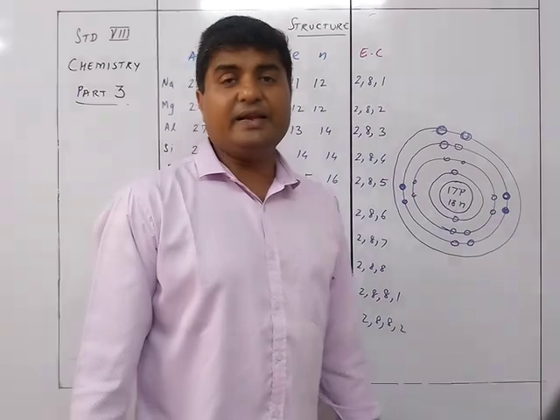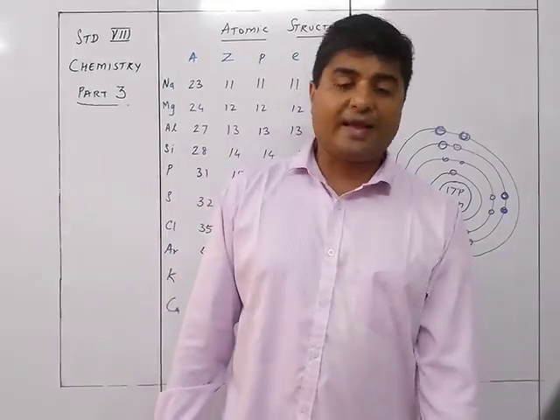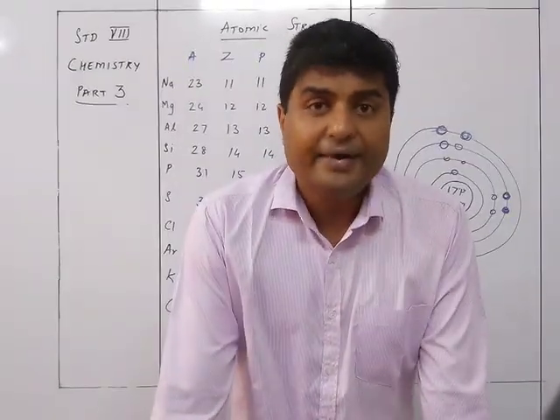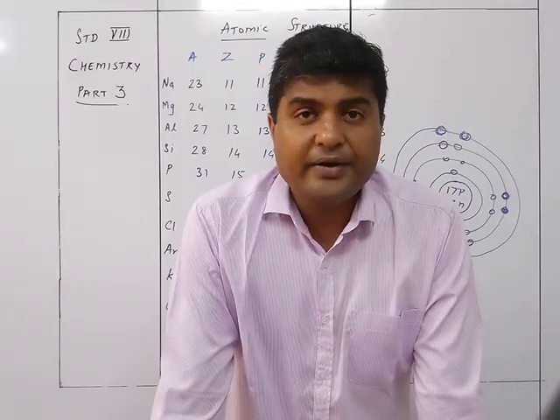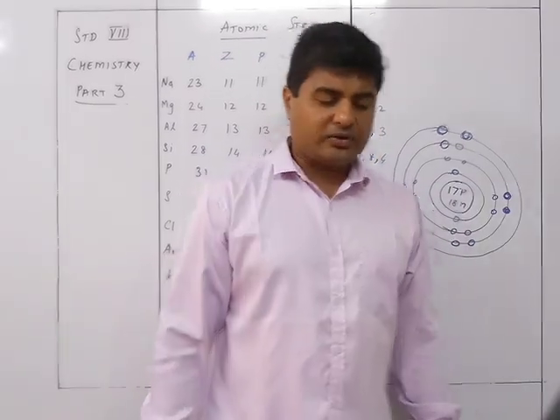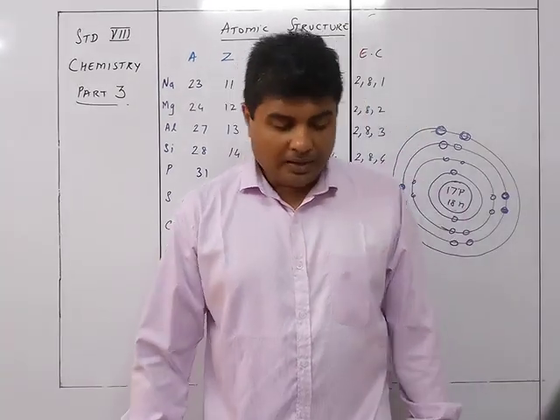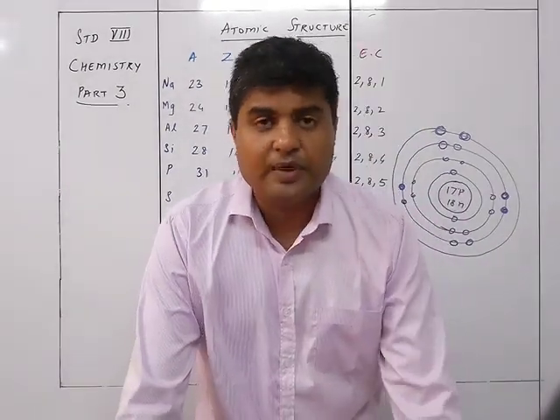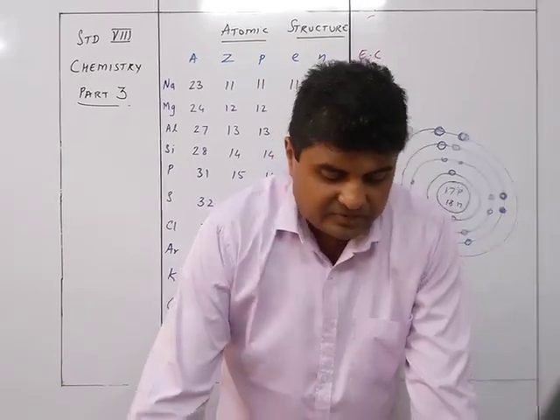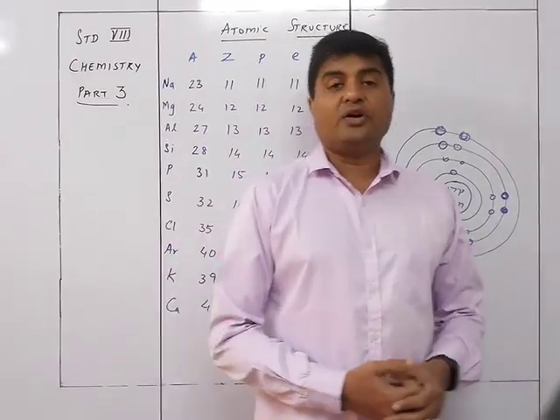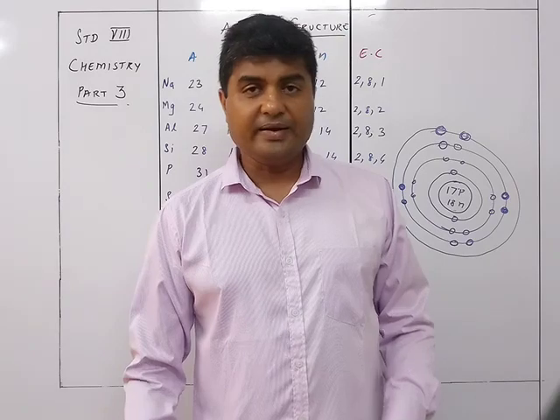in the ascending order of atomic numbers. So 1 to 20. How do you remember this? That is hydrogen, helium, lithium, beryllium, boron, carbon, nitrogen, oxygen, fluorine, neon, sodium, magnesium, aluminum, silicon, phosphorus, sulfur, chlorine, argon, potassium and calcium.